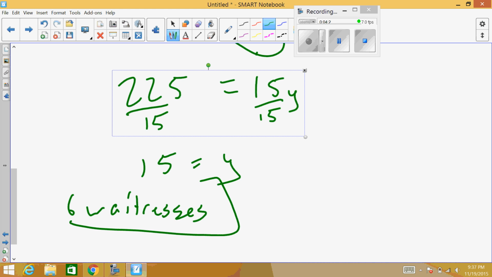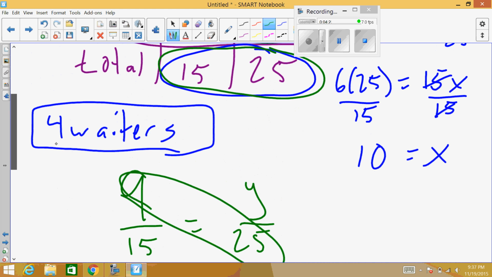So that gives me 6 more waitresses, 4 more waiters. Is that a total of 10 more servers like we had asked for? And indeed it is. So that's how I kind of checked my answer. So our solution for that one, 4 more waiters, 6 more waitresses.